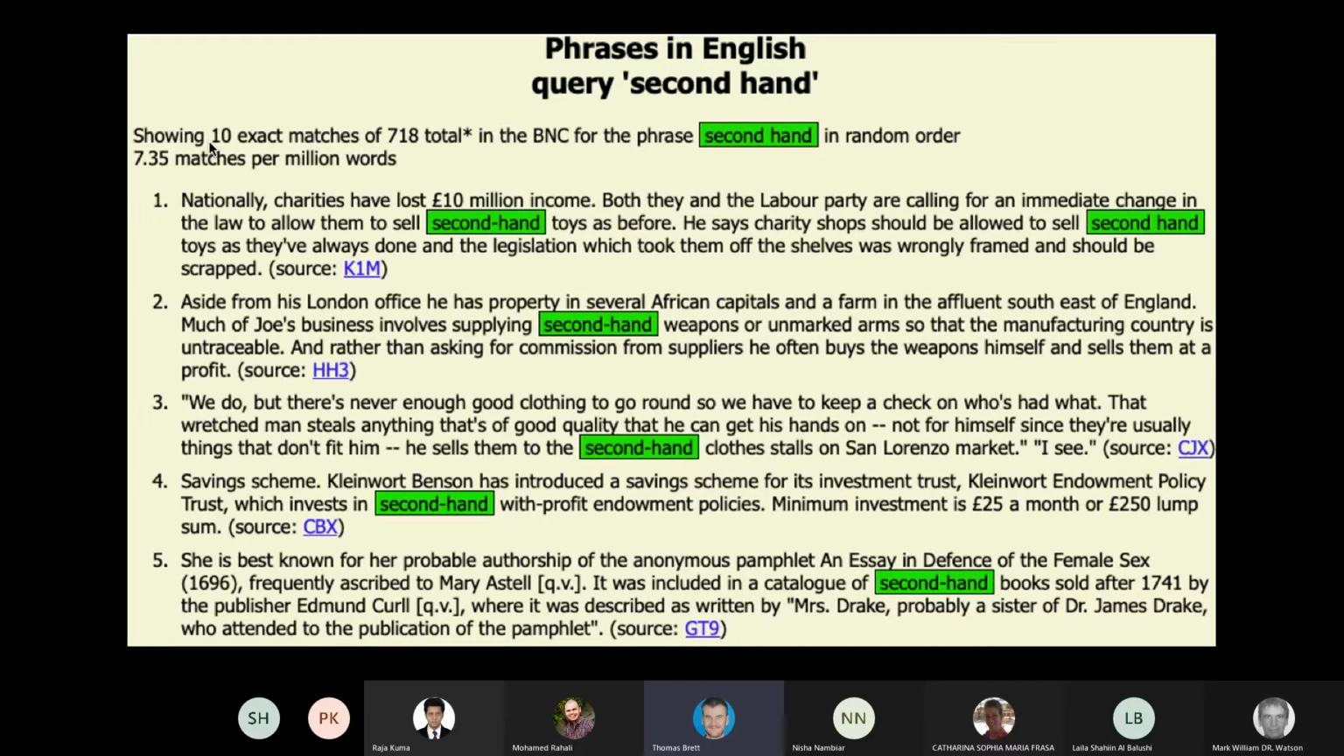Here we can see some collocations: sell second-hand toys, supplying second-hand weapons, which is probably not a high frequency collocation, but second-hand clothes, second-hand stalls, second-hand books. So we're giving this word to the students, and we're increasing their collocational competency. Again, this is something I think that we overlook a lot of the time. So that's quite a handy website.